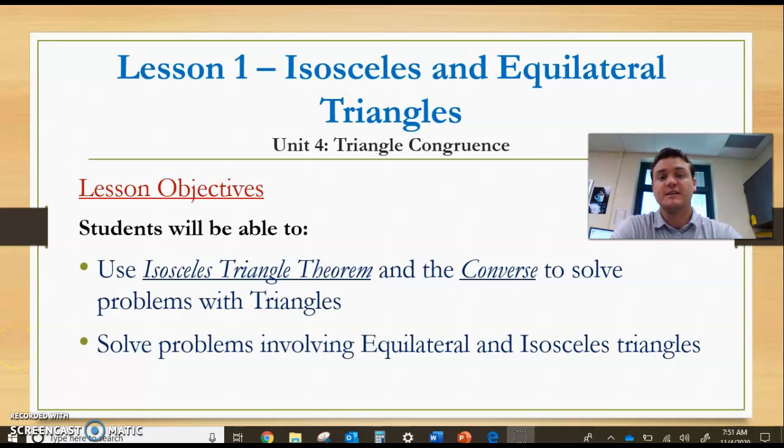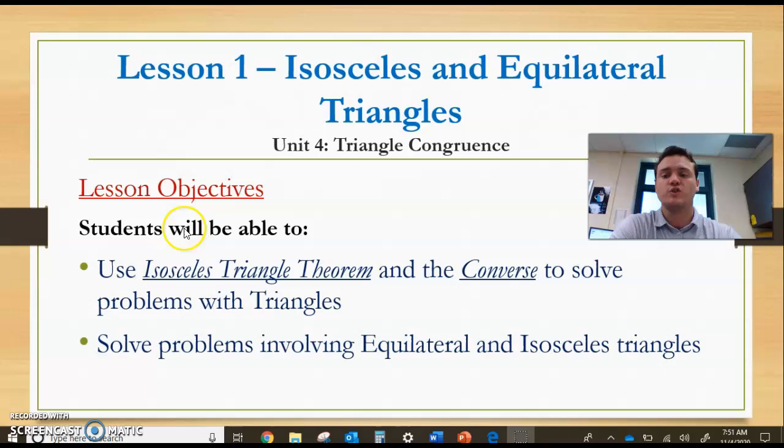Hey everybody, this is the first lesson in our new unit, Unit 4, where we're going to be talking about triangles and triangle congruence. In this first lesson, we're going to be talking about isosceles and equilateral triangles. This should be a pretty quick lesson, pretty easy assignment to go along with it. Maybe a couple of challenging questions, but they shouldn't be too bad.